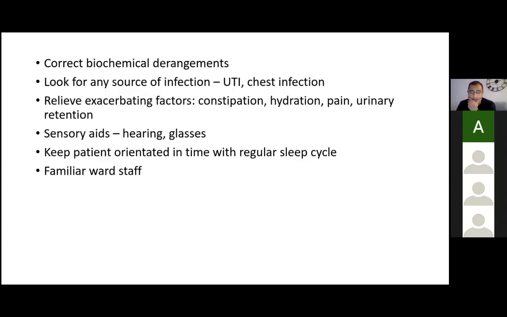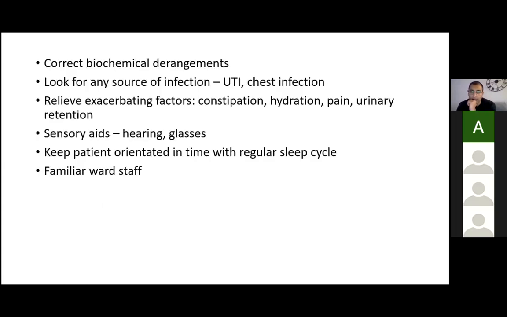Correct any biochemical derangements, look for any source of infection that might be exacerbating the delirium, relieve any exacerbating factors such as constipation, dehydration, pain, urinary retention, sensory aids as well, so hearing aids, glasses. Try and keep the patient orientated in time with regular sleep cycles. Familiar ward staff, again, that's very difficult in this day and age. But these are sort of things you can work on to try and help someone's delirium.